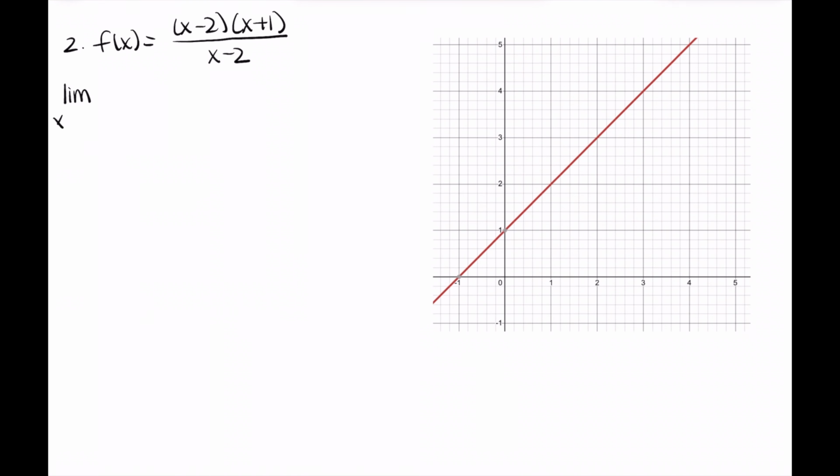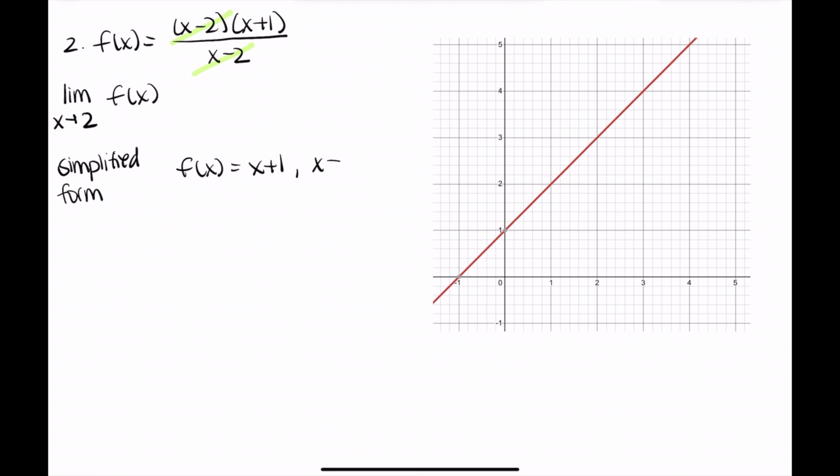For number 2, our function is f of x equals (x minus 2) times (x plus 1) divided by (x minus 2). And for this one, we're looking for the limit as x approaches 2 of f of x. Looking at our function, we can cancel out both top and bottom, that x minus 2 term. When we do that, our simplified version would be f of x equals x plus 1. However, since we canceled out that x minus 2 term, that means that x cannot equal 2. Now that we've simplified the function, let's get back to trying to find the limit as x approaches 2 of this function. So we have our line graphed here.